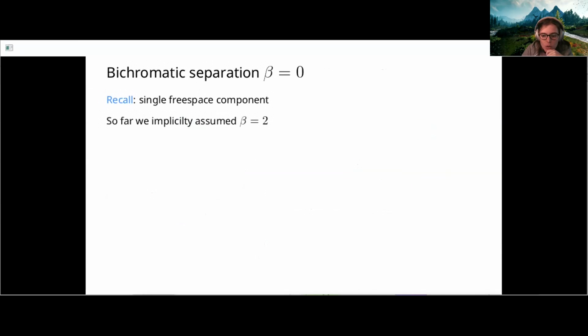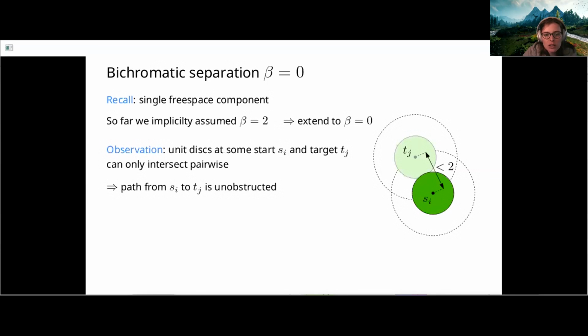Okay, so this was bichromatic separation 2 actually, and I did not explicitly state that, but in all the pictures I showed that start position and the target position, the robots don't overlap, right? So that was beta 2 implicitly, but it's not that difficult to extend it to beta equals 0. The way we do it is just a simple observation.